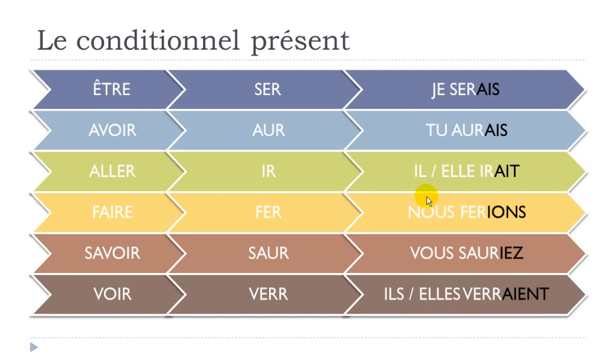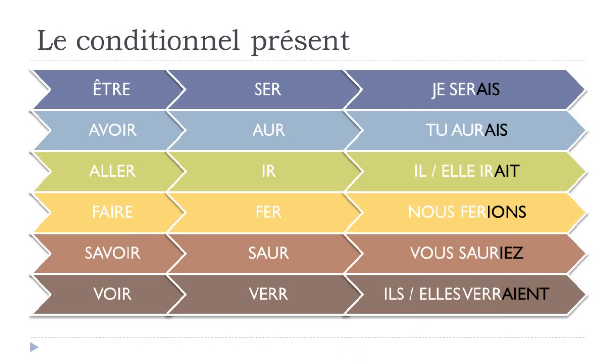Okay, so let's see them one more time. Être, to be, je serais. Avoir, to have, tu aurais. Aller, to go, il irait, elle irait. Faire, to do, nous ferions. Savoir, to know, vous sauriez. Voir, to see, il verrait, elle verrait.